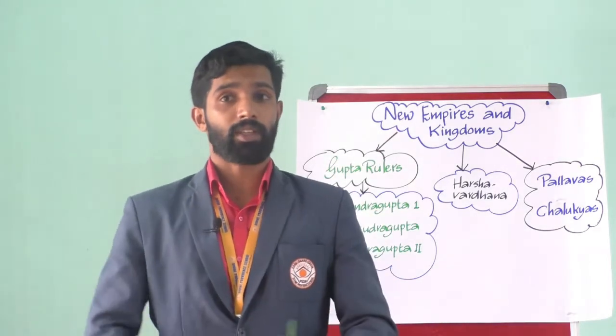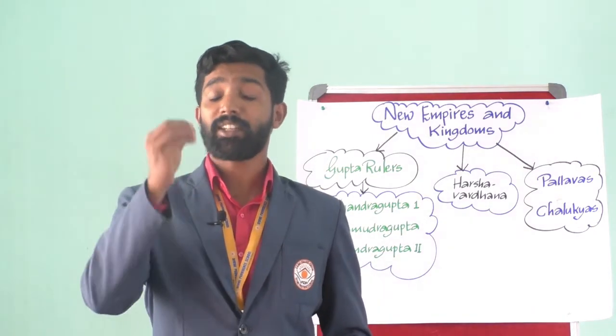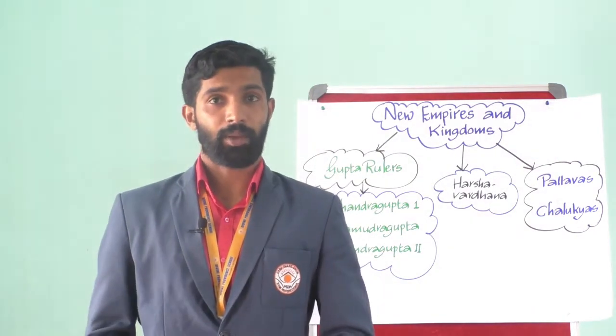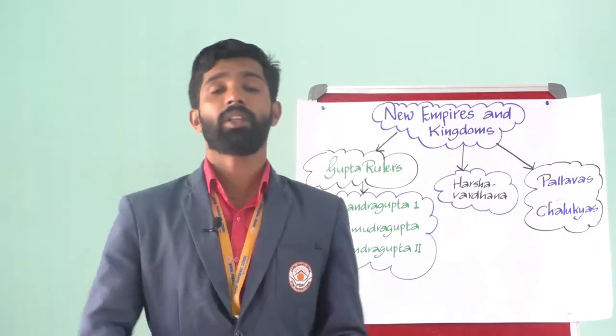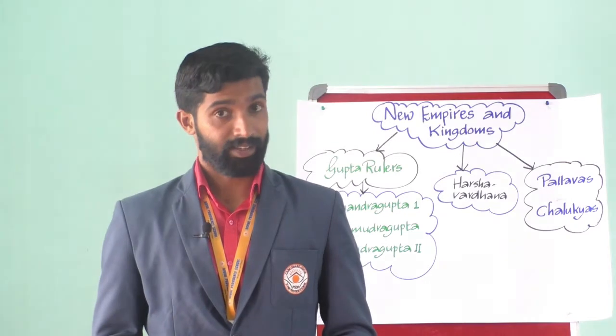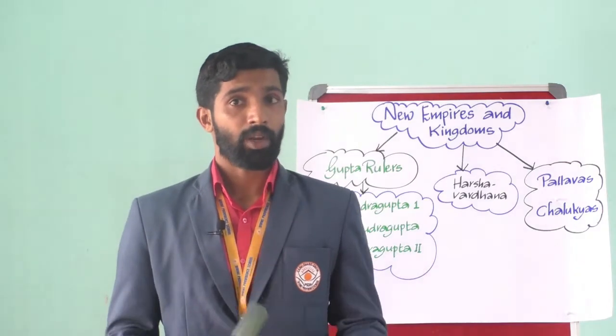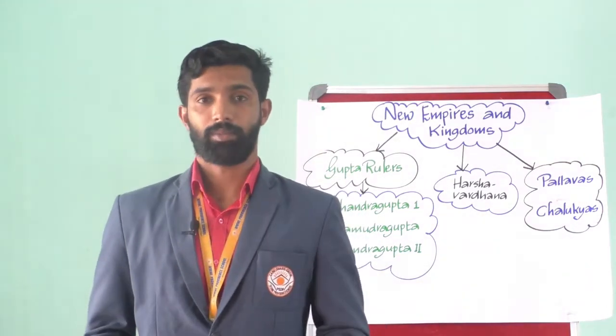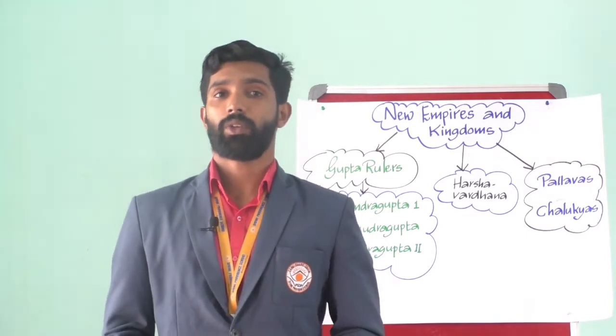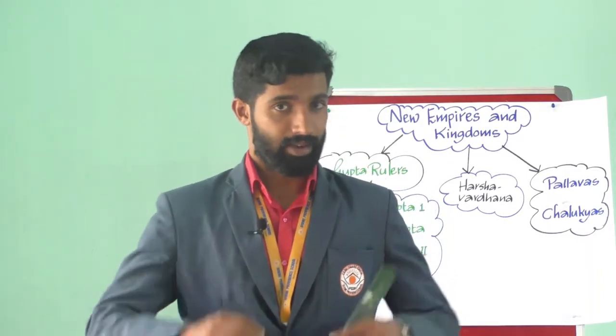The Prayaga Prashasti is a 33-line eulogy composed by Harisena, who was the court poet of Samudragupta. This Prashasti is a type of inscription. It is a Sanskrit word. So what is the meaning of Prashasti? It means in praise of.